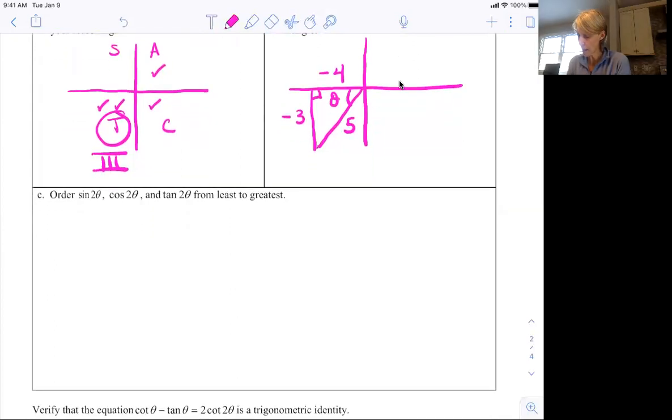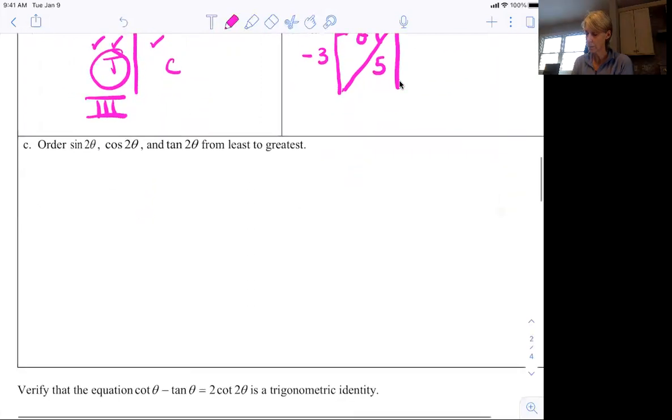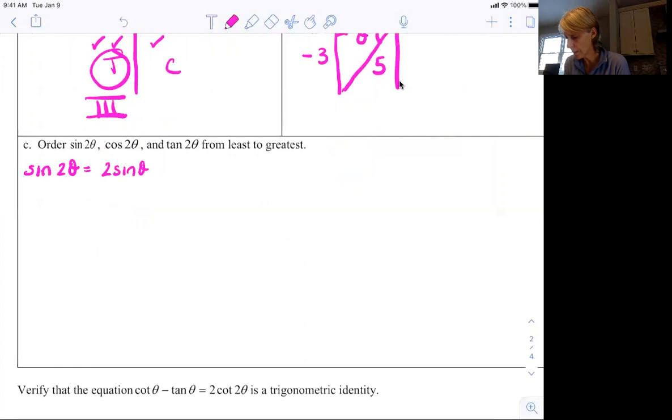And in the next part of the problem, we want to order the sine of 2 theta, cosine of 2 theta, and tangent of 2 theta from least to greatest. So which means I have to find the value of each of these. Sine of 2 theta equals 2 sine theta, cosine theta.